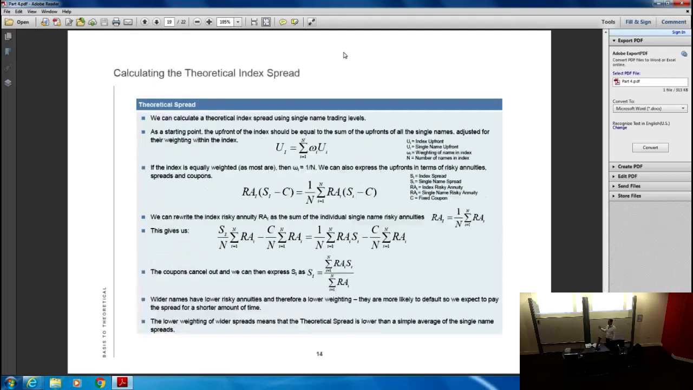how do we actually calculate the value of that arbitrage? How do we actually get to the value of what is the fair price for the index? Okay, so as I mentioned before, it's probably some kind of weighted average. But what exactly do we mean by that? So how would we actually go about calculating the spread on a theoretical index?